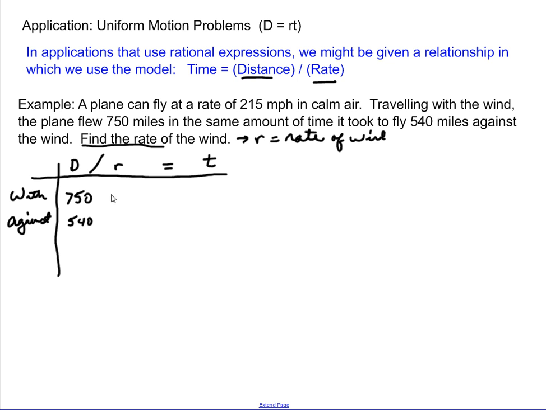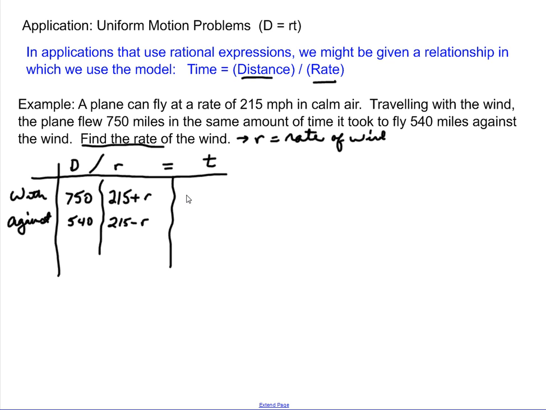Well, if we're flying with the wind, the plane in calm air might go 215 miles per hour, but for our purposes, we can say that the rate is 215 miles per hour plus whatever the rate of the wind is, right? It would make sense. The wind is blowing the plane along. If it's going against the wind, however, it would go its normal 215 miles per hour minus the rate of the wind. Okay, so how does that help us?